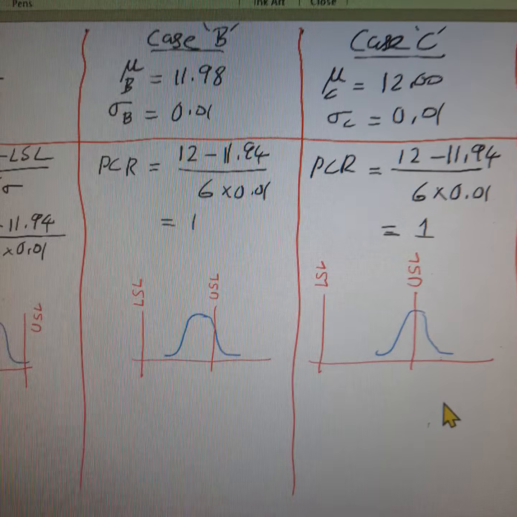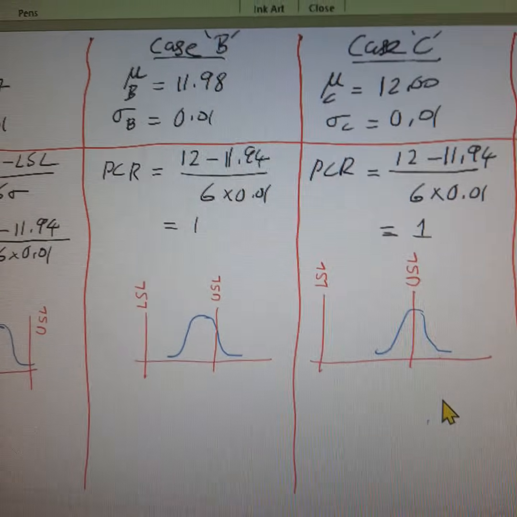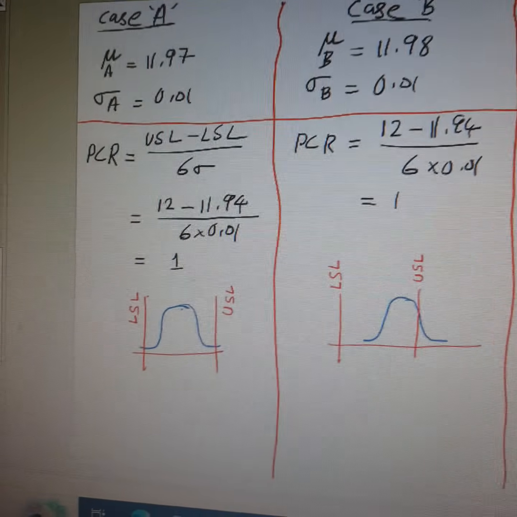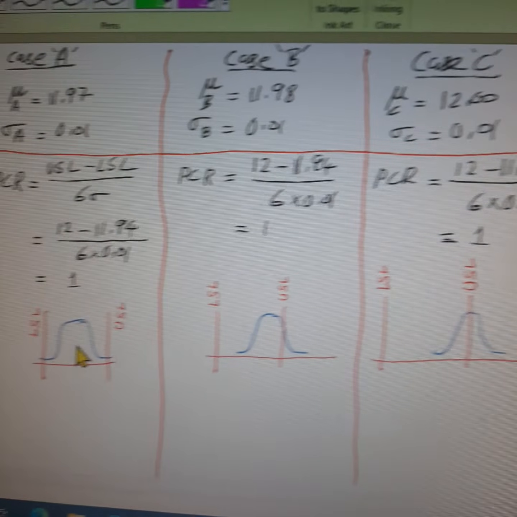How to identify whether the process is centered or off-centered? With the help of PCR and PCRK, we are going to discuss. So we have found the PCR for all the three cases. Let us find the PCRK.